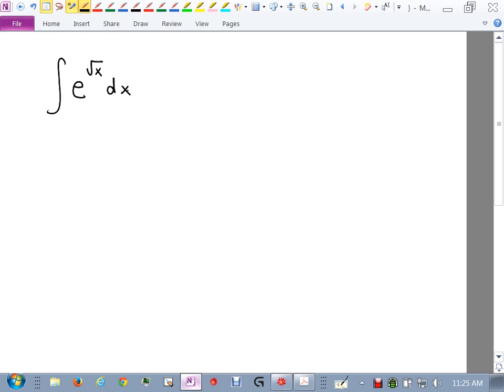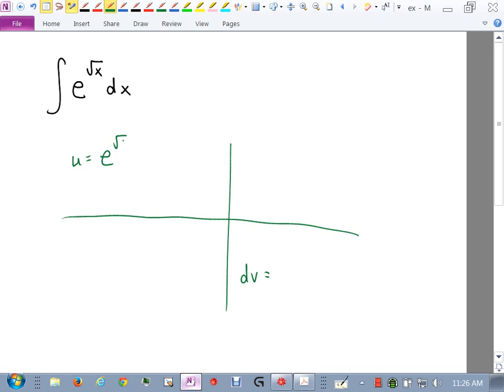Would you like to try integration by parts first without making a substitution? Sure, let's try it and see what would happen. What do you want your u to be? What do you want your dv to be? u is e to the root x, because you really don't have a whole lot of options here, do you? dv is dx.